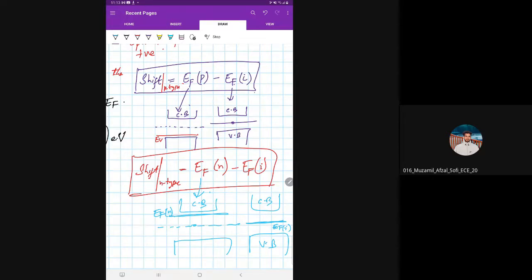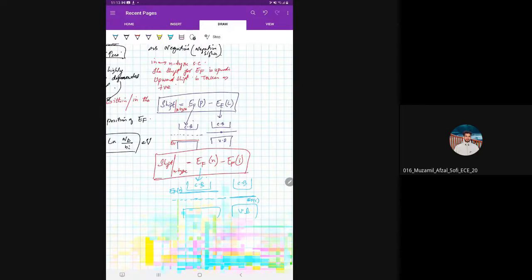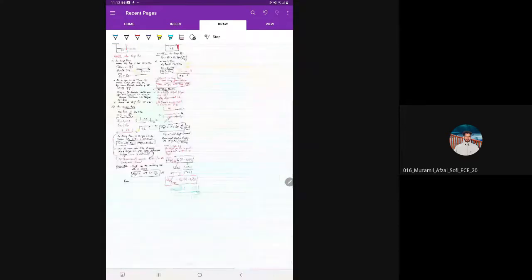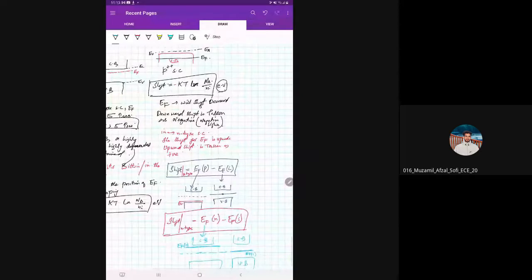ठीक है बेटा ये मुजम्मिल? यस सर। Okay, is it fine now? यस सर। So we can now measure the shift in the Fermi energy levels also. All right, then I think I'm done. So let us solve some questions. I'll ask students one by one.